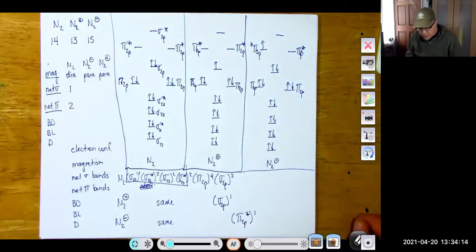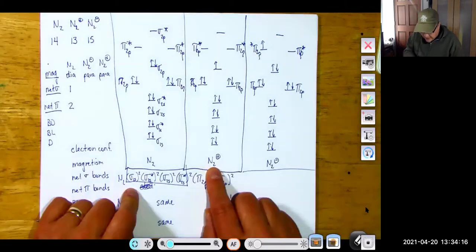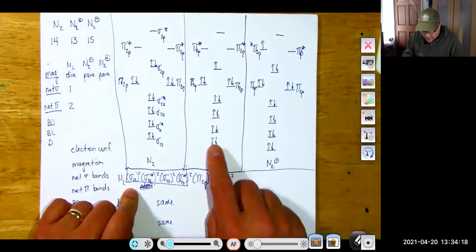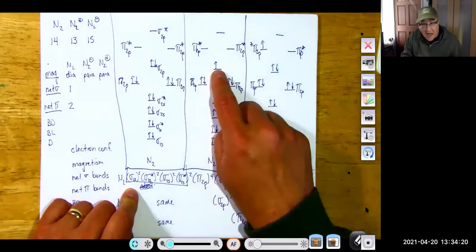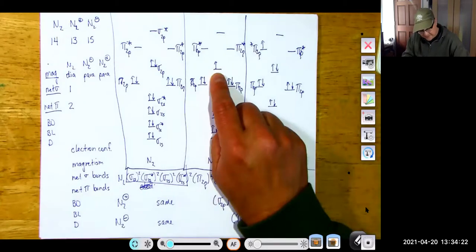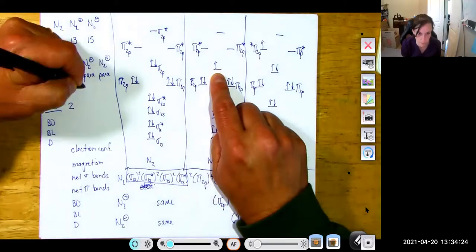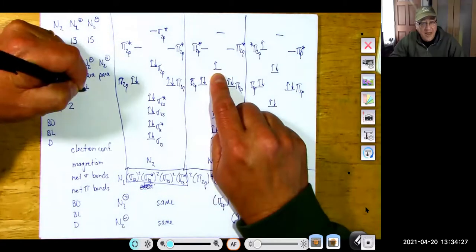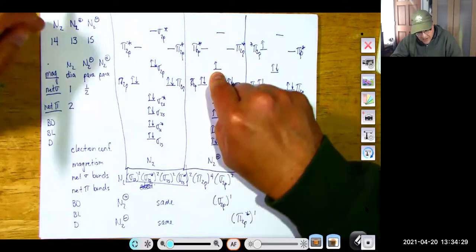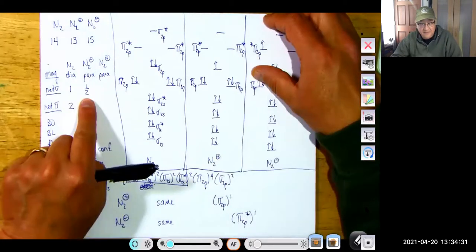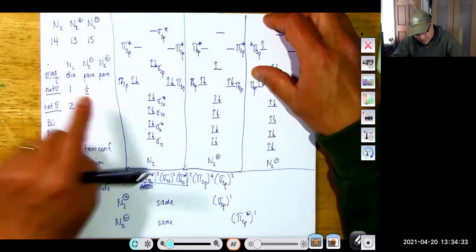Now, if we look at N2 plus, you can see that I'm going to have all of my sigma bonds canceled except for half of a sigma bond. Okay. 1 electron is half of a bond. So I have half of a sigma bond. And I have 2 pi bonds.